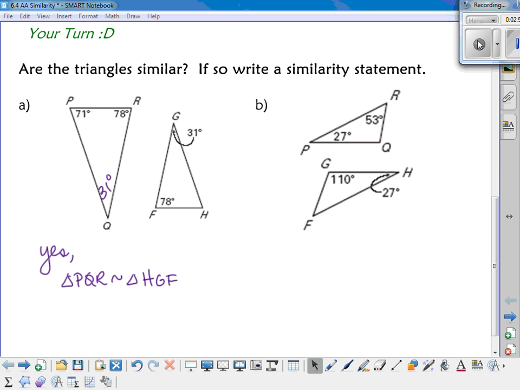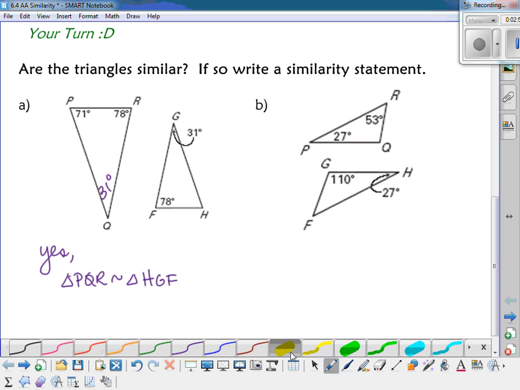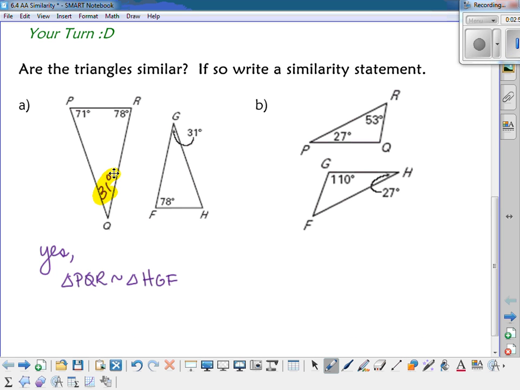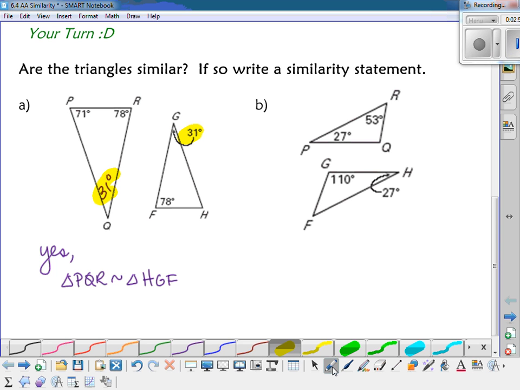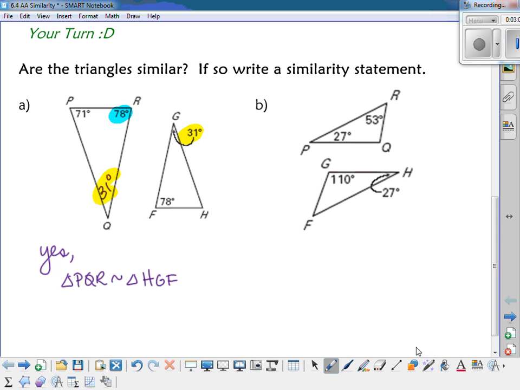Okay, so I found the missing angle. Angle Q here is 31, and angle G is also 31 degrees. And then I can see that I have two additional angles that have the same measure. R and F are both 78 degrees. So since I have two sets of congruent angles, I know that triangle PQR is similar to triangle HGF.